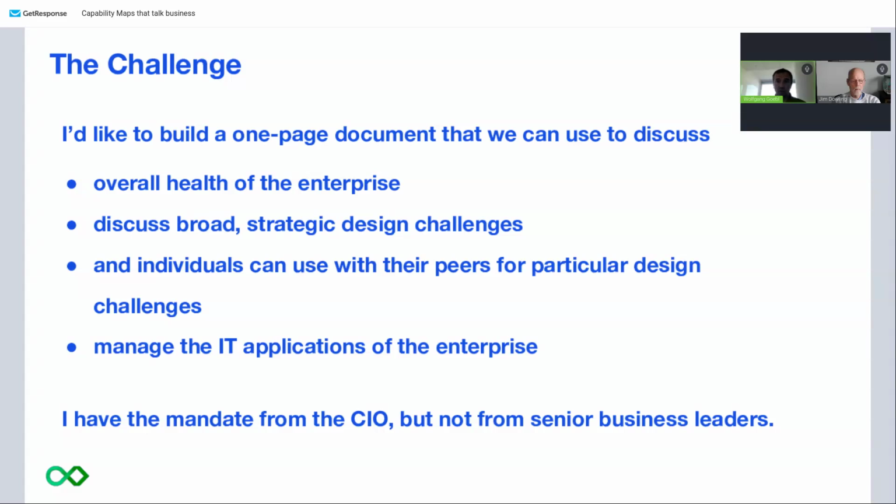So a map that is used literally by everybody, not only in the small IT or enterprise architecture ivory tower. That's what we want to achieve. And a map where individuals can zoom in so that they can use it with their peers for particular design challenges. But at first, maybe we should agree on a bird's eye, a high level, broad map, enterprise on one page. That's what you want to achieve in a first step.